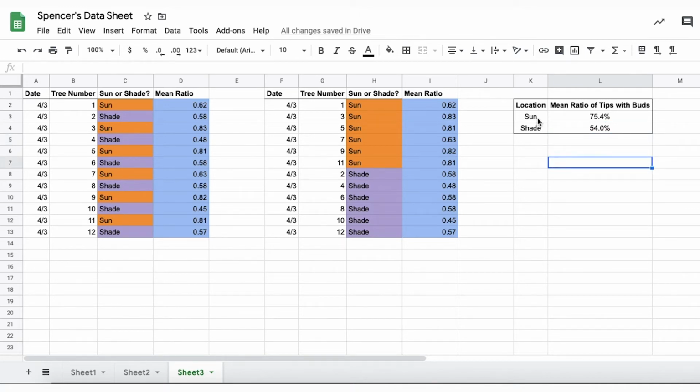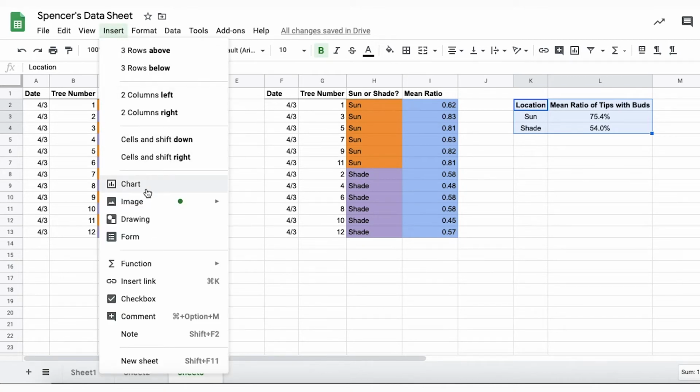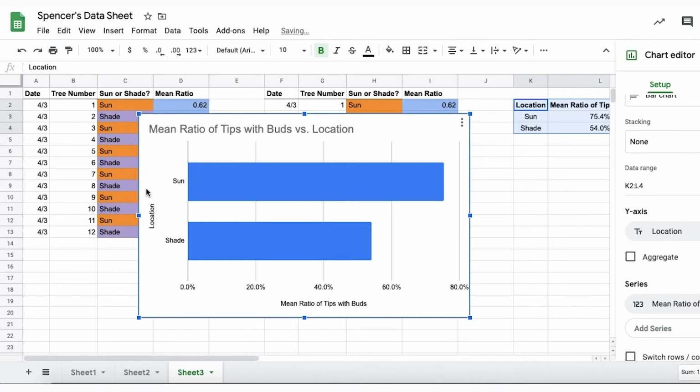To make my graph, I'll select the cells that I want to over here and go over to where it says Insert and choose the chart function in Google Sheets. If you have any questions on how to do this, you can always look through the instructions that are linked in the description of this video. This gave us a sideways bar graph here, but we really want a vertical one.